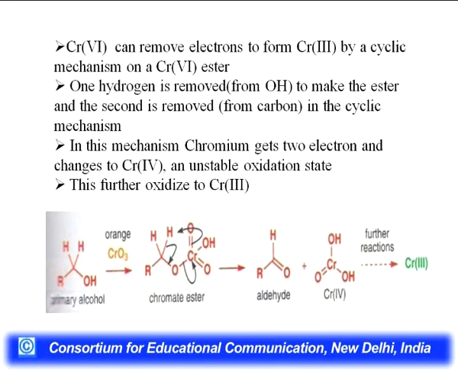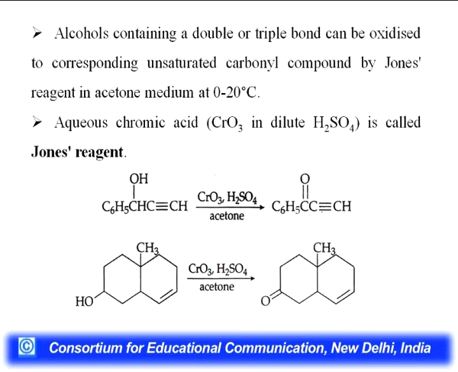then there is a removal of proton and chromium gets 2 electrons and changes to chromium 4. It is an unstable oxidation state which further reduces to chromium 3, which is green in color.